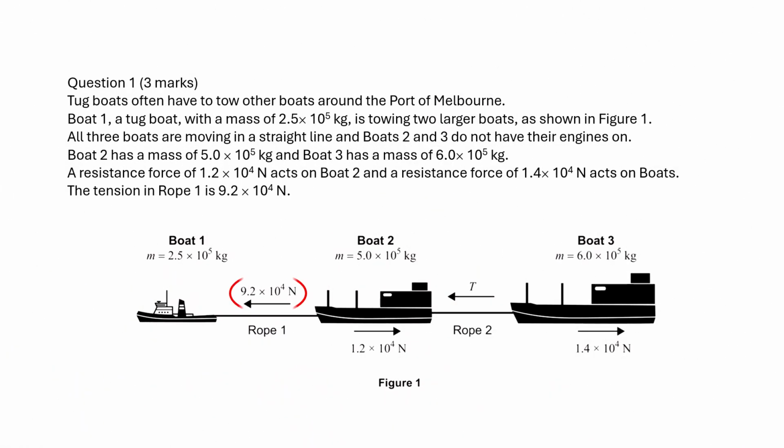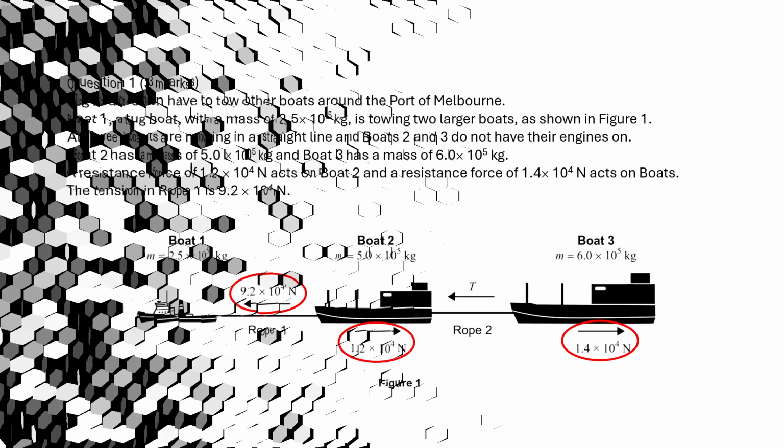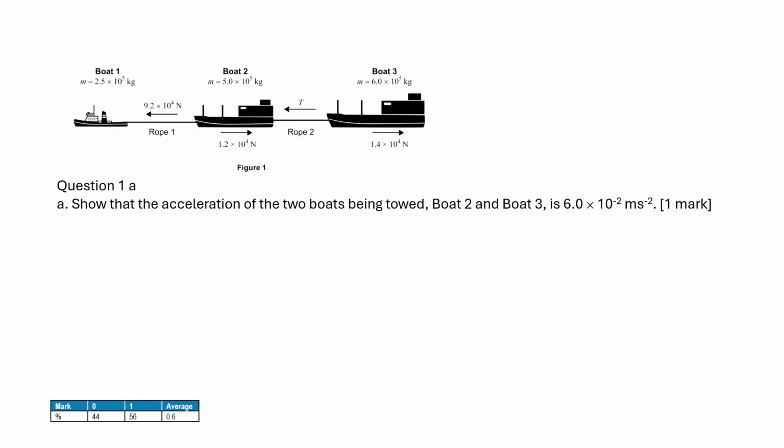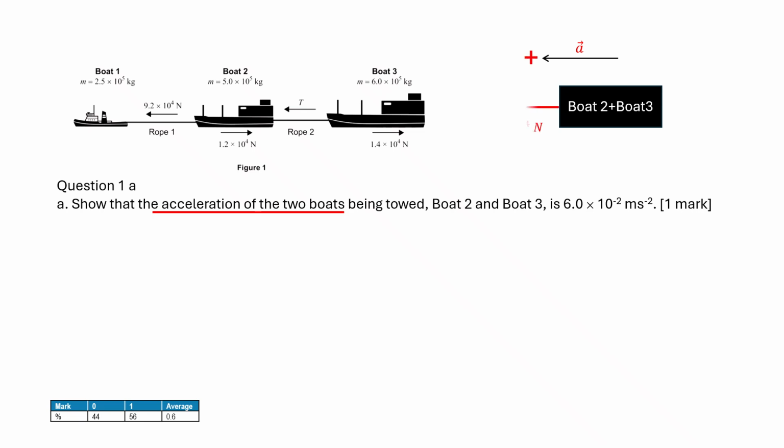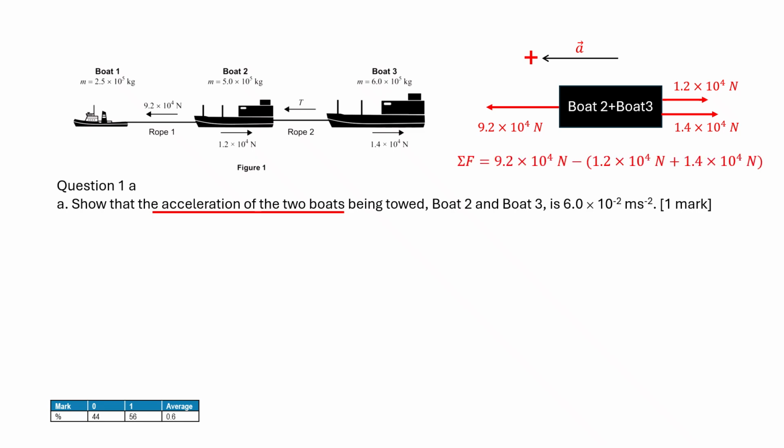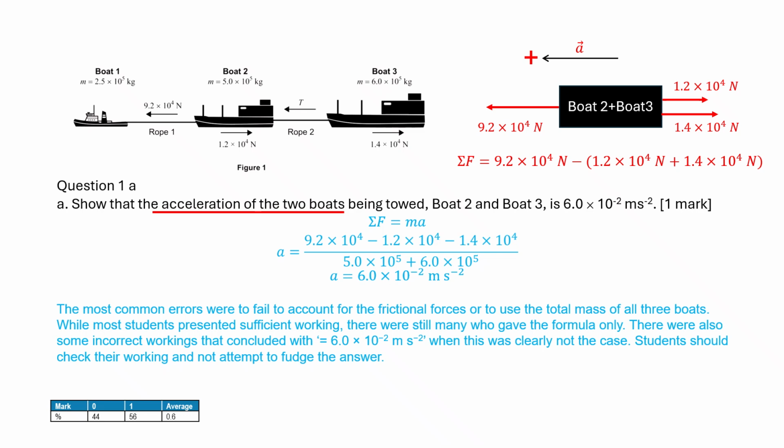A tugboat towed two boats. The resistance force acts on these boats. We calculate the boat's acceleration by considering only external forces, since internal forces don't impact their motion. For ease of calculation, we'll define the acceleration's direction as positive. The system's mass is simply the sum of boat 2's and boat 3's masses. We then determine the net external force to find the boat's acceleration.